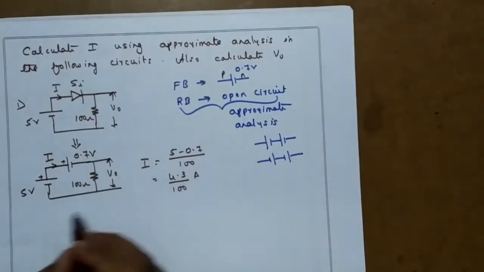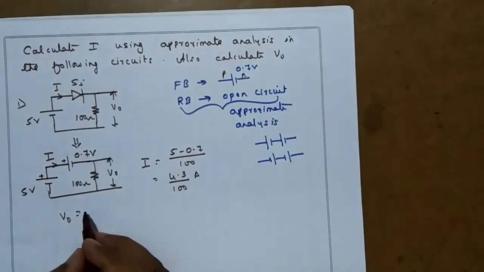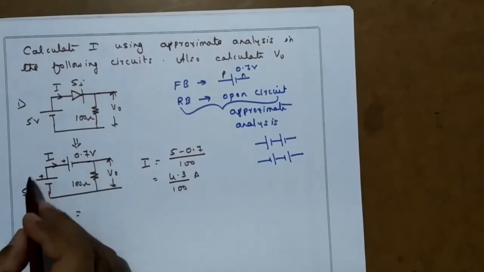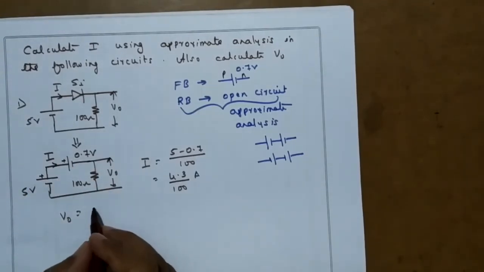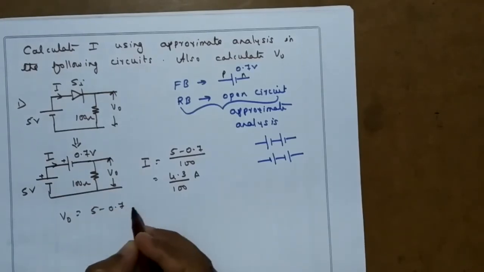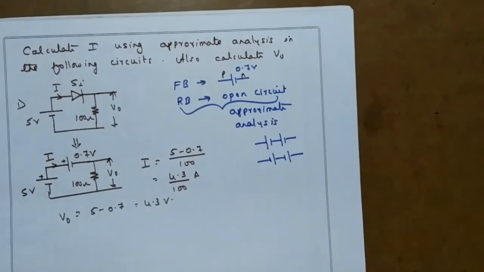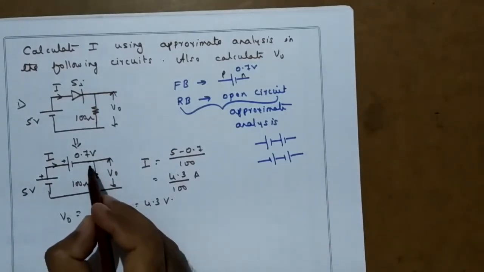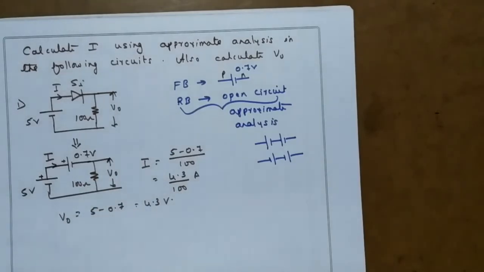Now what is V0? There are two ways of calculating V0. One is simply apply KVL. So what is V0? This voltage is equal to this voltage minus this voltage, because I told why it is minus. So 5 minus 0.7, so this is equal to 4.3 volt. There is another way, we can use Ohm's law here. If you know the current through this, V equal to I into R. I is this much into R, that is 4.3 volt.